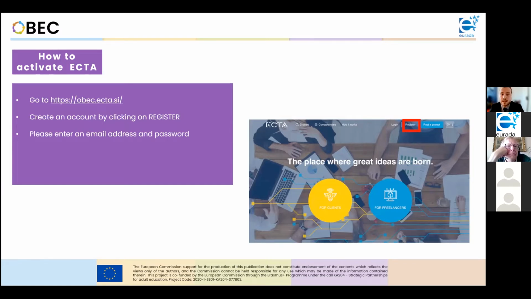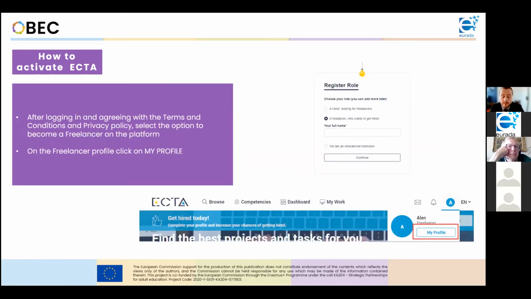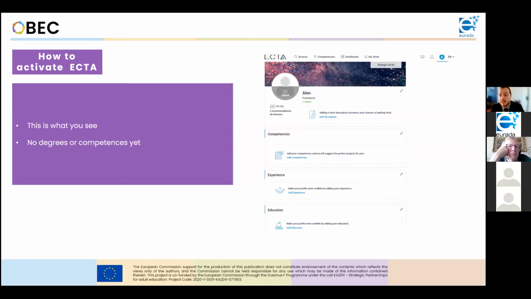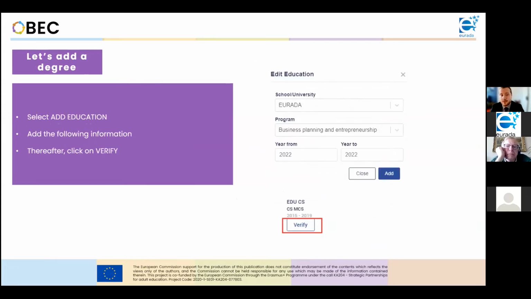obec.ecta.si and then create an account by clicking on register. Then please enter your email address and password according to your preferences. After logging in and agreeing with the terms and conditions and privacy policy, please select the option to become a freelancer on the platform. Once you've done so, click on My Profile, and this is what you'll see. It's an awfully empty account on the ECTA platform, but that is about to change.